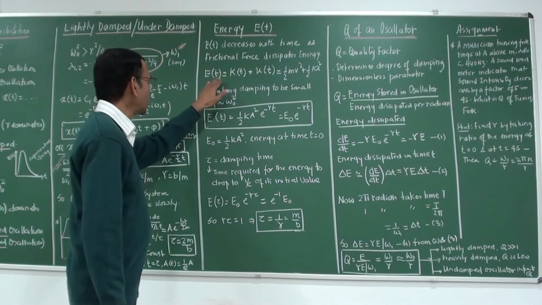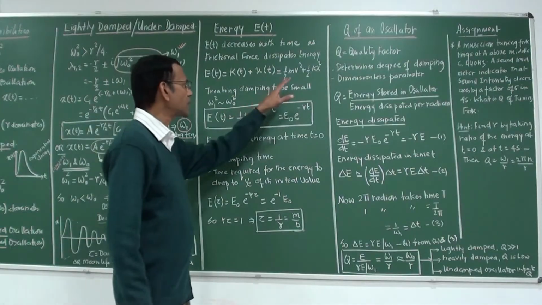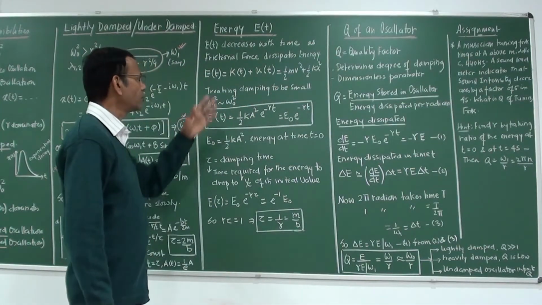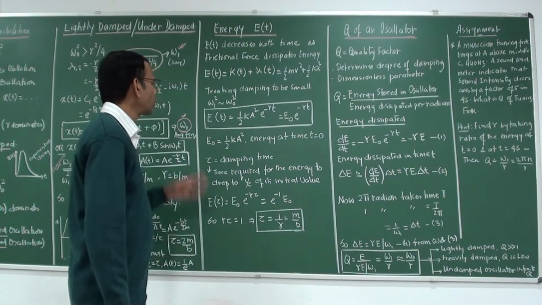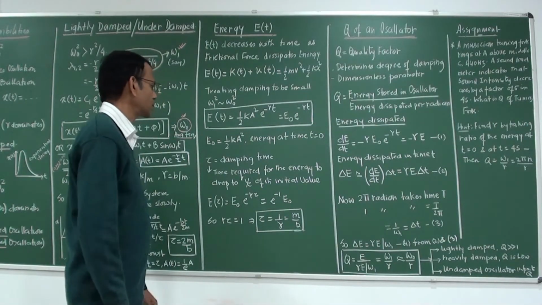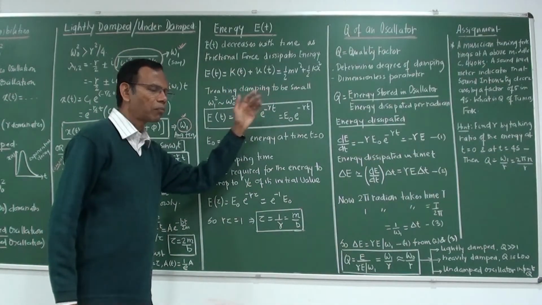So energy at time t is equal to kinetic energy plus potential energy. It is half mv square plus half kx square. One can find out v and one can find out U also. From there one can find out the total energy. Also we can take half kx square.